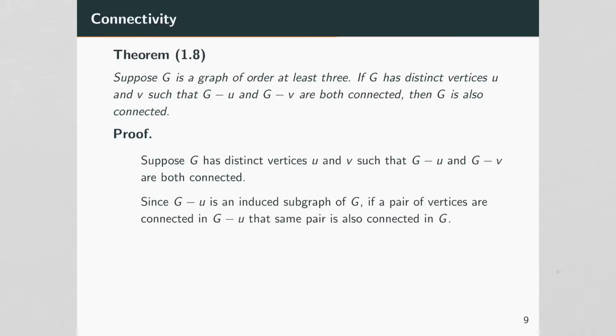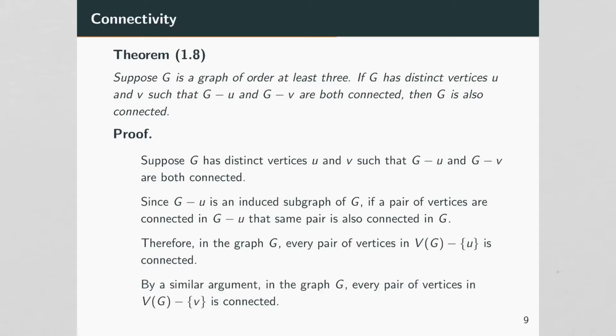So we can put that into words in our proof here. We have our original assumption. Since G minus U is an induced subgraph of G, if a pair of vertices are connected in G minus U, they're also connected in G. So in the graph G, every pair of vertices in this particular vertex set, which is all of our vertices except U, is connected. And by a similar argument, every pair of vertices in V of G minus V is connected in the bigger graph G.